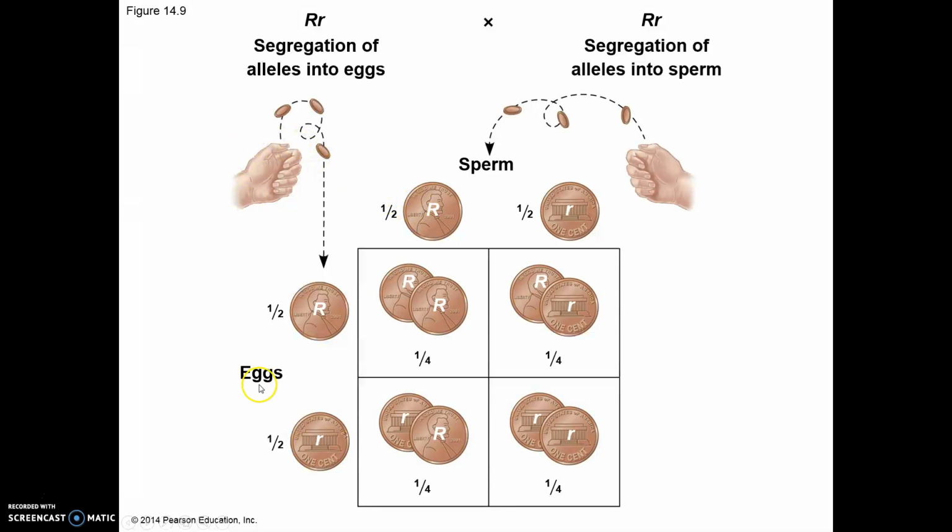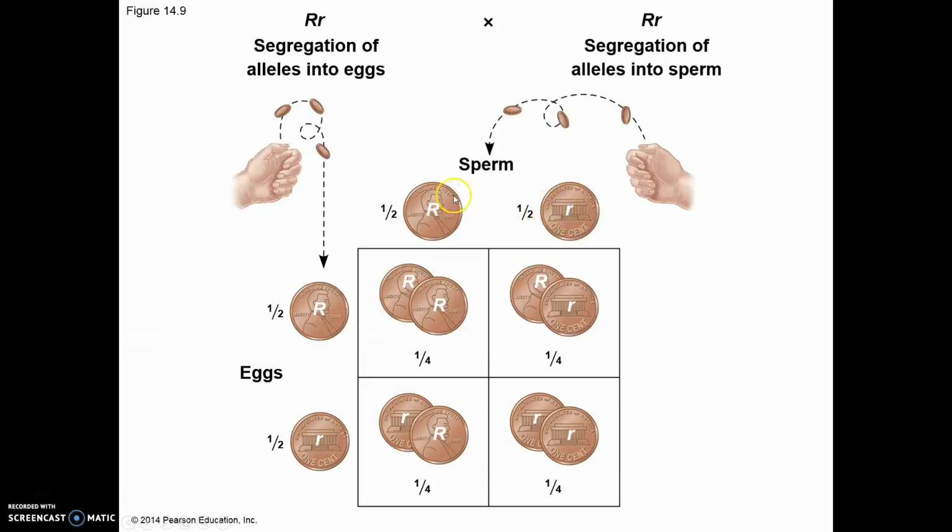So here we have two heterozygote individuals, so big R and little r. And over here, big R, little r. This one is going to contribute an egg, and this one is going to contribute a sperm. It's a coin toss on what you're going to get. So it's 50% of the time it's going to be big R, 50% little r.